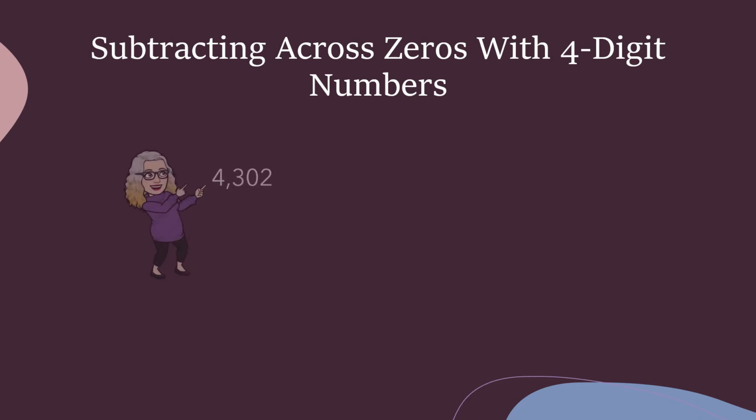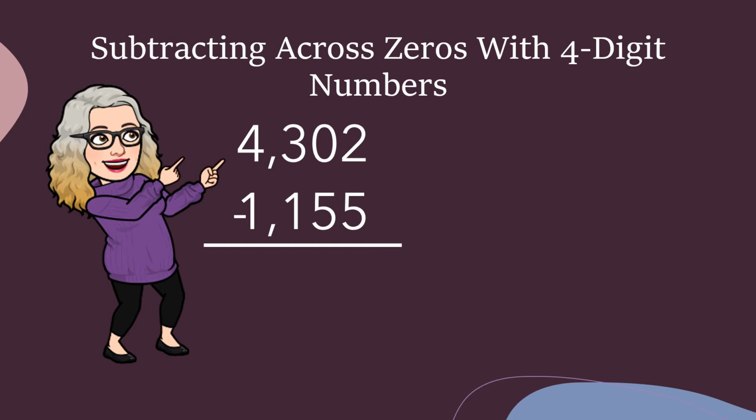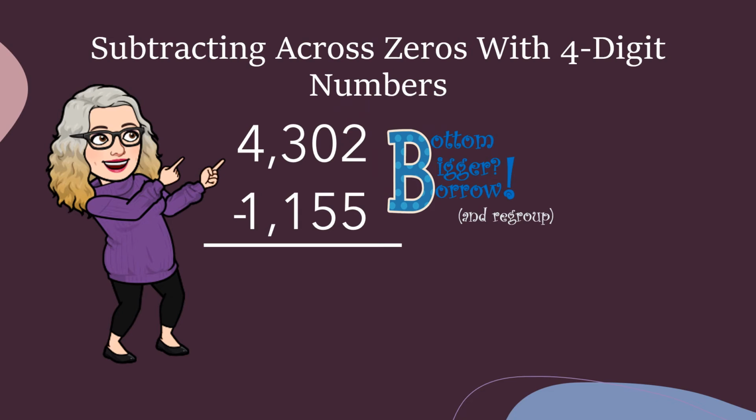Now, what if I wanted to subtract across zeros with 4-digit numbers? Let's check this one out. 4,302 minus 1,155. So remember, we're going to start in the ones column, and I have 2 minus 5. Bottom bigger? Yep, 5 is greater than 2. So I need to borrow and regroup. But when I go to the tens column, I find that I have 0, and I can't borrow anything from 0. So now I have to go to the hundreds column.